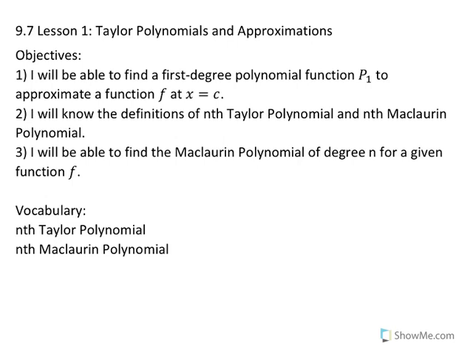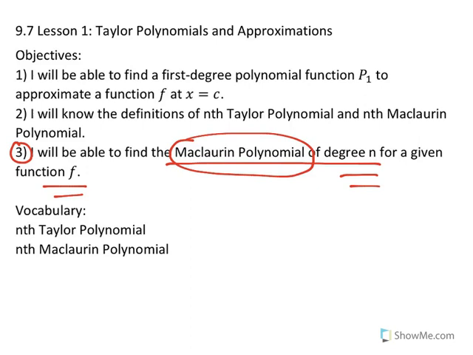We will now conclude our lesson by looking at Objective 3. You'll be able to find the Maclaurin polynomial of degree n for a given function f. A Maclaurin polynomial is a Taylor polynomial centered at c equals 0. A Taylor polynomial could be centered at 0 or some other value, but a Maclaurin polynomial is always centered at 0. So we're going to use the definitions that we just derived to do our example problem.